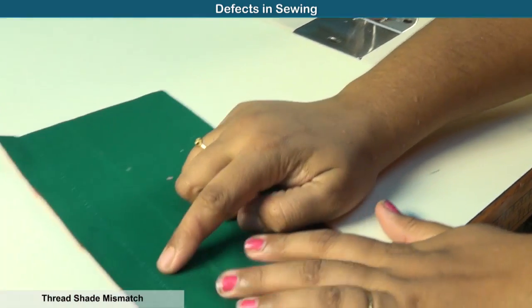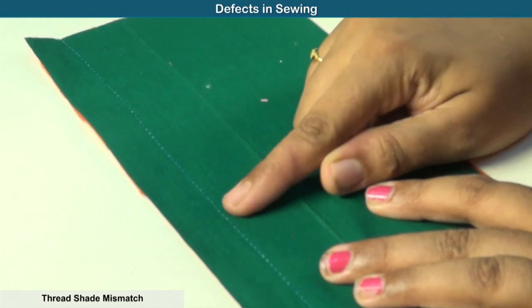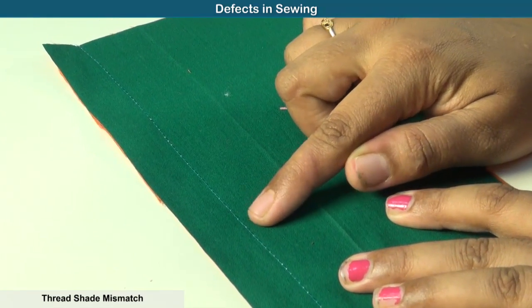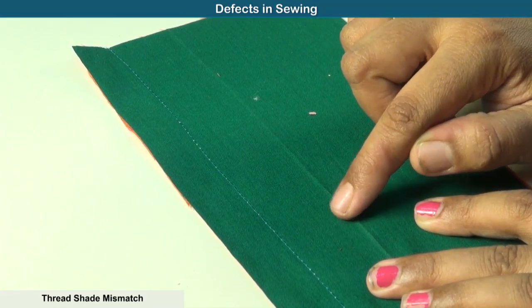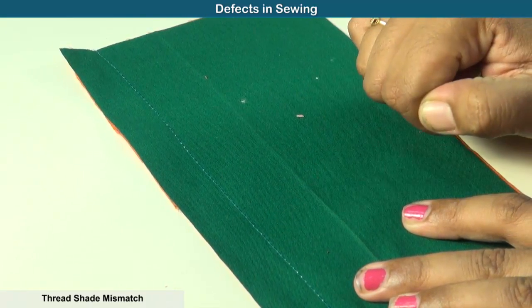You can see the variation of shade of the green color. This thread color is a bit different compared to the shell fabric.